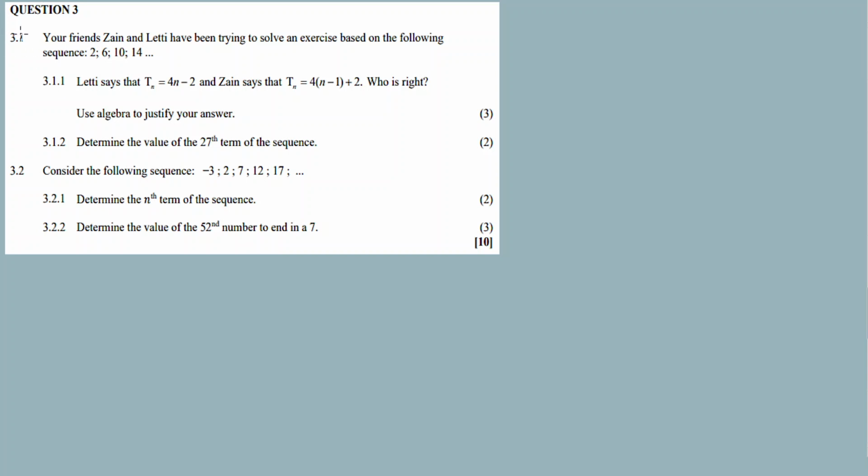So this question 3 is about number patterns. We have two friends, Zane and Leti, and they both found nth terms that are different. So we want to know who is right. For 3.1 and 3.2 we are given a sequence. So we have number patterns in this question.